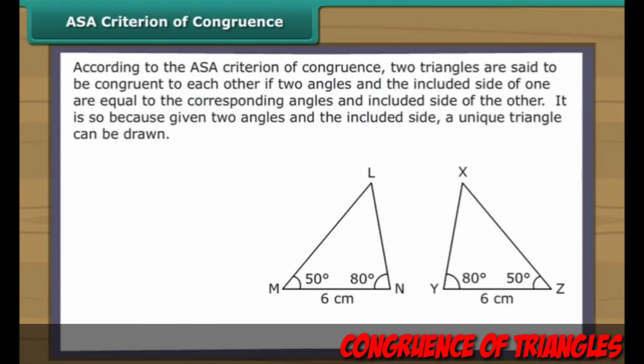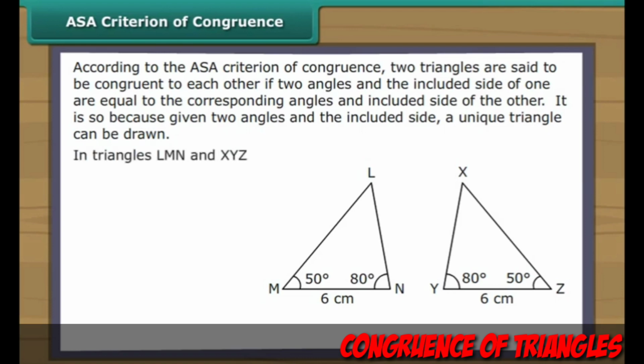ASA Criterion of Congruence. According to the ASA Criterion of Congruence, two triangles are said to be congruent to each other if two angles and the included side of one are equal to the corresponding angles and included side of the other. It is so because given two angles and the included side, a unique triangle can be drawn.